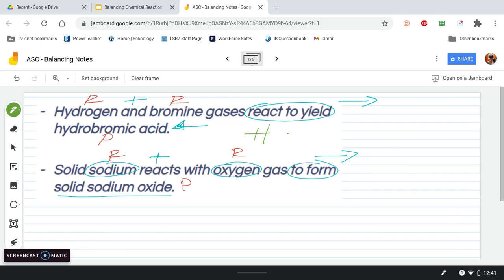Okay, bromine, Br, reacts to yield hydrobromic acid. So if you looked up hydrobromic acid, it is HBr, because bromide takes you back to your rules. Add hydro, add ic acid. So there we go. Now we check for diatomics.